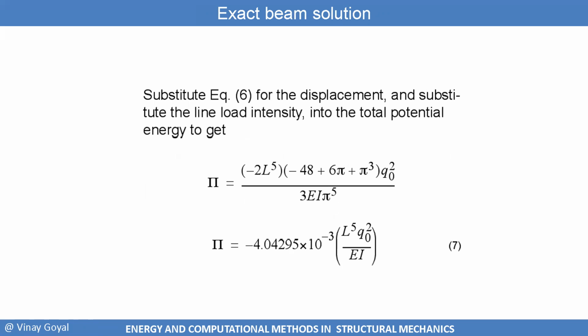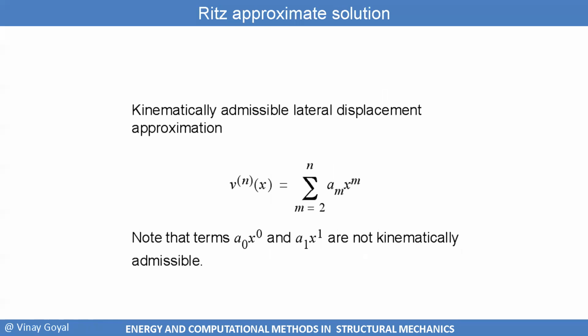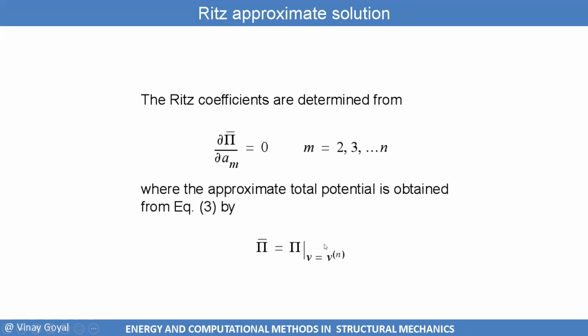So that to me is exciting to show. It's kind of exciting to show that. Now I can use a kinematically admissible lateral deflection that looks like this. I should start from 2 to n because these terms are not kinematically admissible.